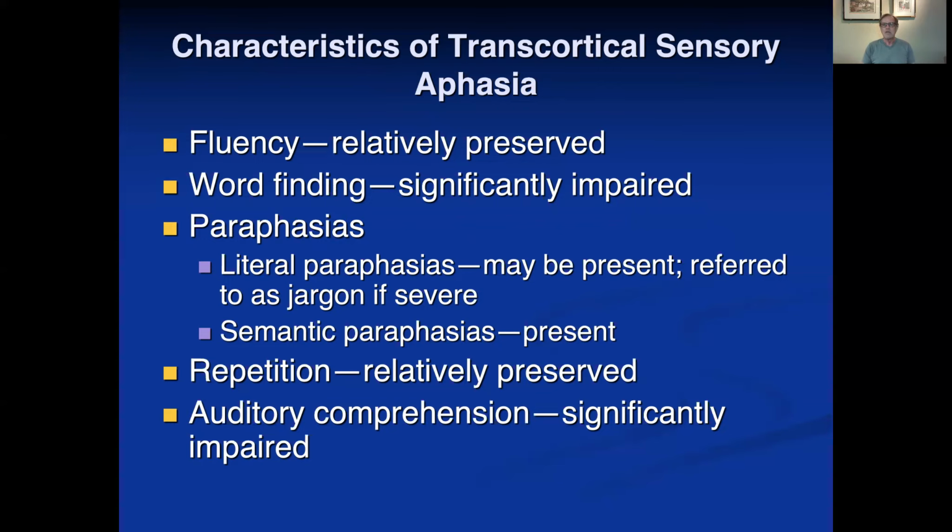The characteristics of transcortical sensory. Let me just cut to the chase. First of all, if you go back to Wernicke's, it's the same, except in this group, they have relatively preserved ability to imitate. So breaking it down, just like the Wernicke's aphasic, their fluency is relatively preserved. Their word finding is significantly impaired. They may have both, and probably do have both, literal and semantic paraphasias. Why do they have paraphasias, whereas the anomic probably doesn't? Because their comprehension is so bad that they just can't hear that they're saying the wrong thing, basically. It sounds okay to them.